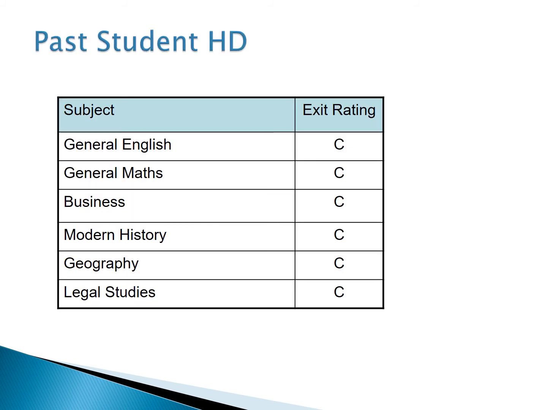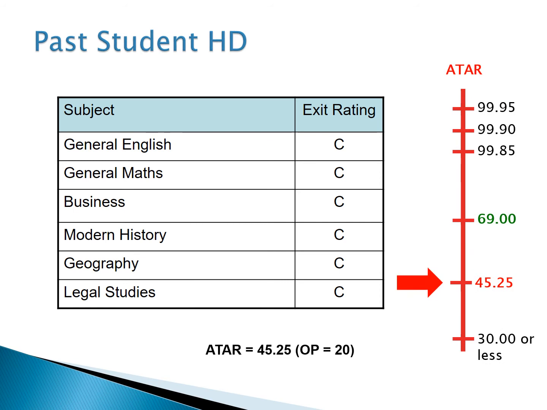So this is a past student and they got C's for all of their general subjects. Now this student was from the old system, so they got an OP20, but the ATAR equivalent to that was only 45.25. And you'll see from that little chart at the side there that that's significantly below that useful ATAR of 69.